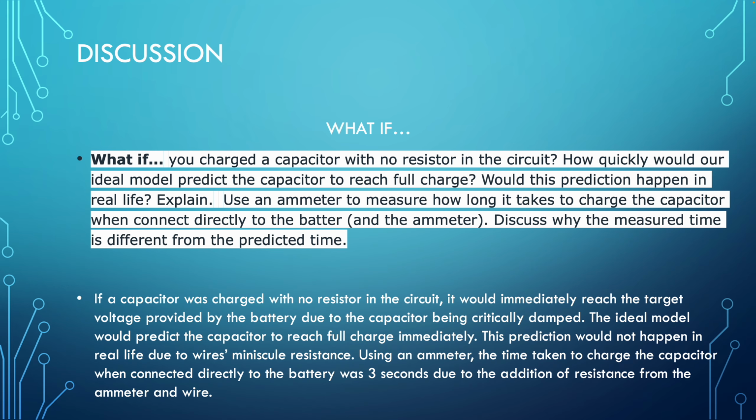And here's our what if. If we charge the capacitor with no resistor in the circuit, we would immediately reach the target voltage provided by the battery due to the capacitor being critically damped. Now, we don't talk about critically damped capacitors in this class, but I wanted to mention it anyways. The ideal model would predict the capacitor to reach full charge immediately, but it doesn't happen in real life due to the wire's minuscule resistance. We measured this to be 3 seconds due to the addition of resistance from the ammeter and wire.